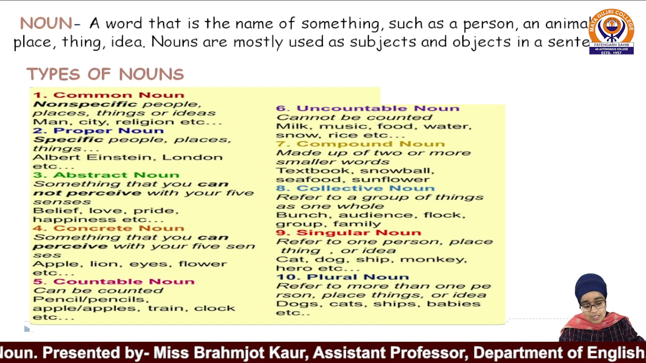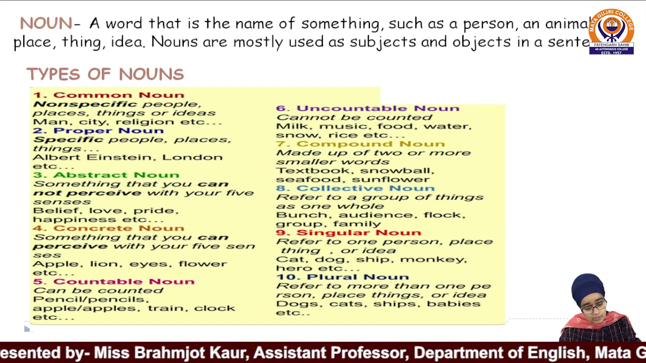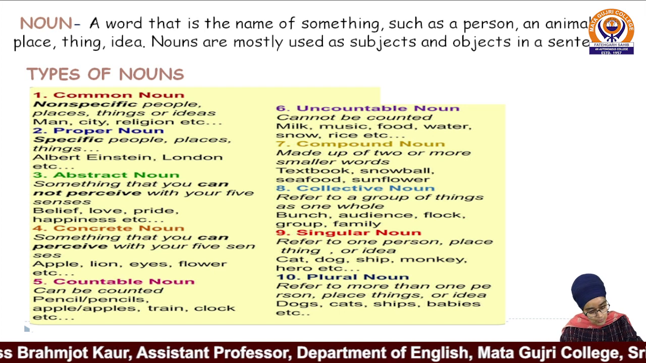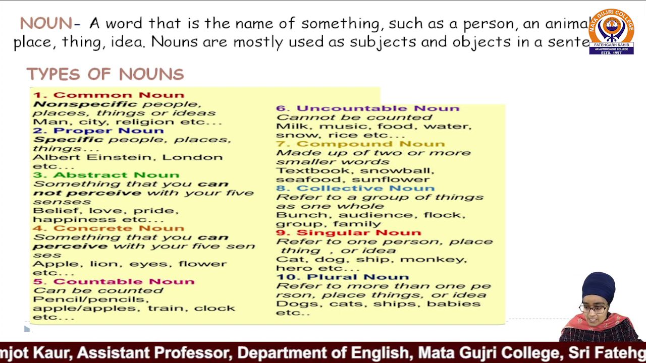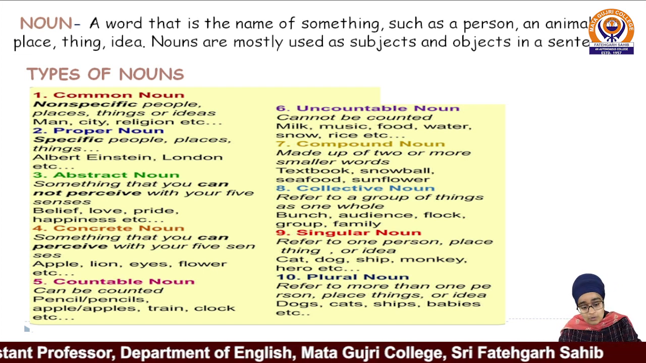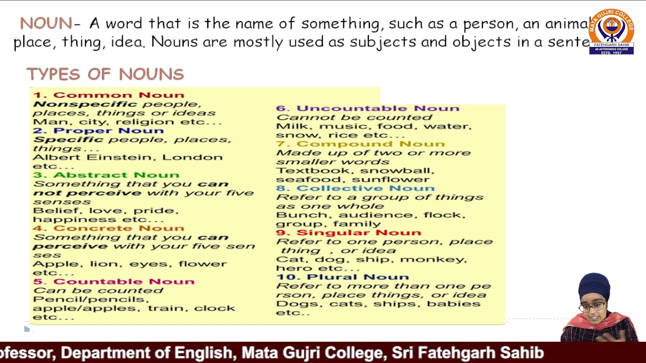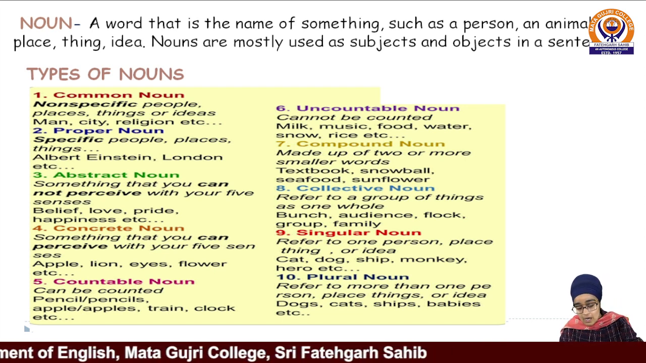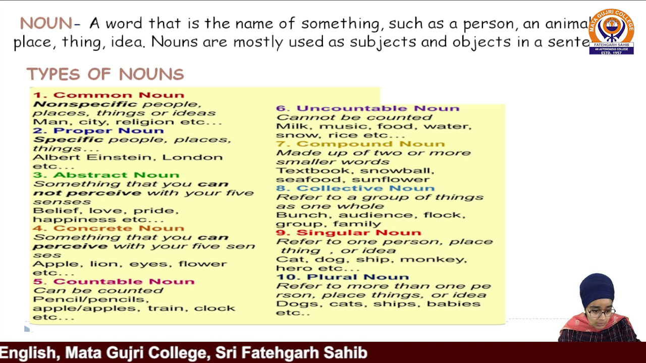So now let's come to the third and fourth kind of nouns, the concrete nouns and abstract nouns. Concrete nouns are those which you can perceive through your sense organs. Maybe they are tangible, you can touch them, you can feel them. So concrete nouns are those which you can perceive with your five senses. So an apple, lion, eyes, flowers, keys, all of these are concrete nouns.